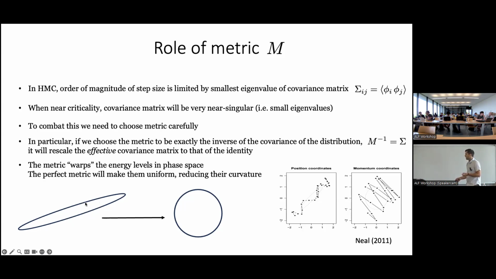And then the step size that you're going to be limited by is going to be on the order of the width of this ellipse, roughly speaking. And so what your metric will do is it will actually just reshape this to a uniform energy level, and that will allow you to take larger step sizes. So you really want to do this if you can.